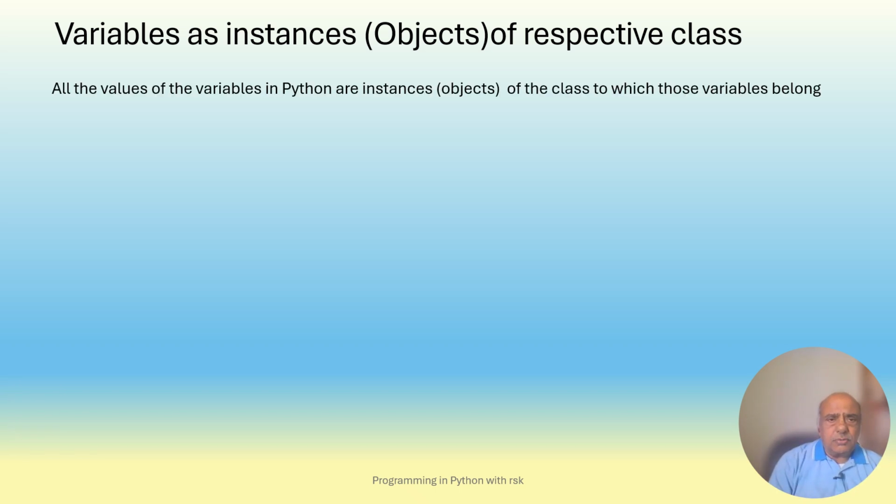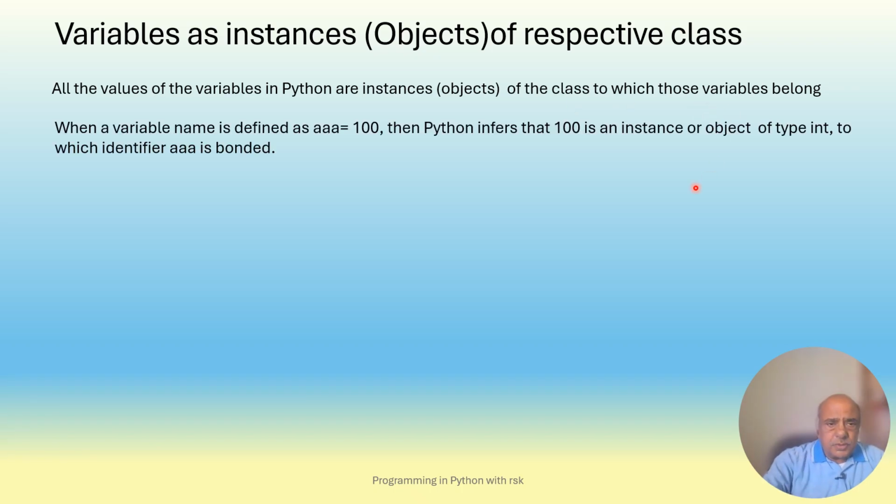Variables, as we know, the values which have been assigned to variables are objects of the respective class. All the values of the variables in Python are instances or objects of the class to which those variables belong. When a variable name is defined as AAA is equal to 100, then Python infers that 100 is an instance or object of type int to which identifier AAA is bound.